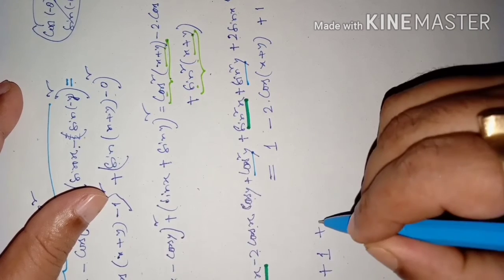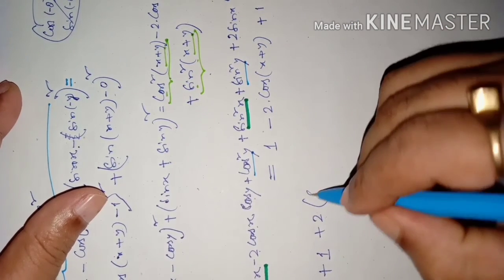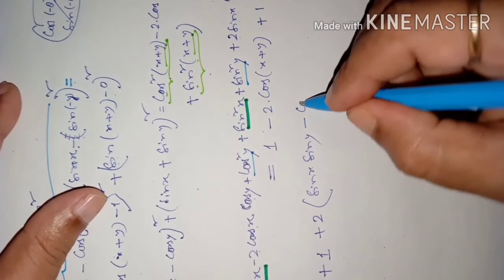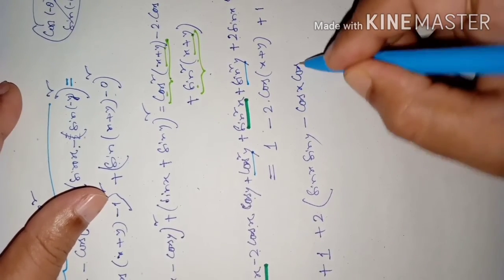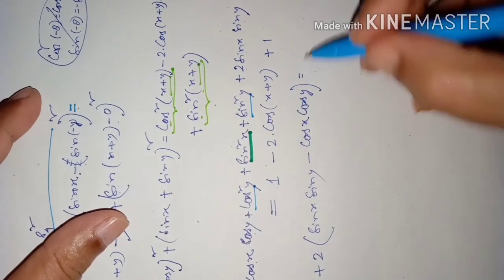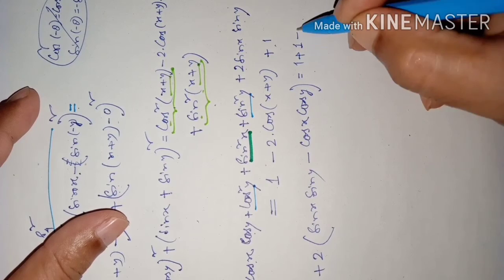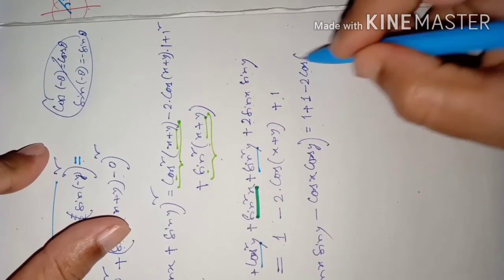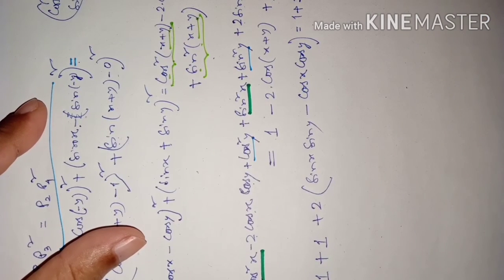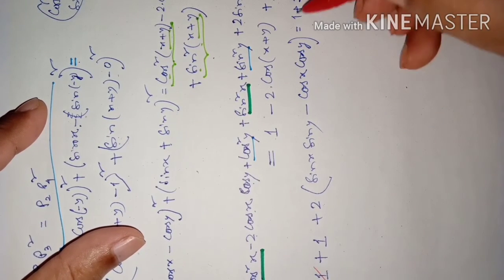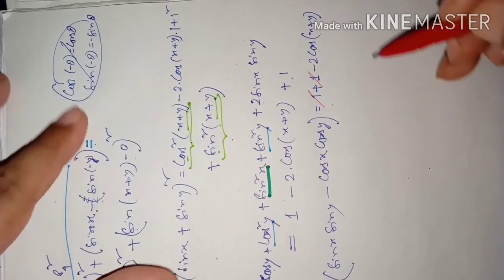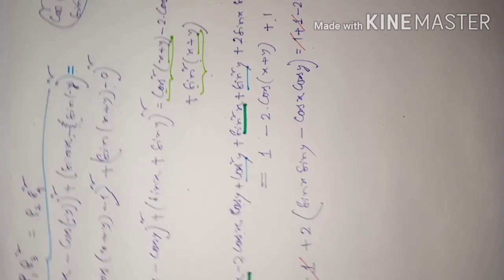So I take that 2 as a common factor, and this positive term I write here, 2 sin x sin y minus cos x cos y. Or you could keep it the same, no problem. Equal to 1 plus this 1 minus 2 cos of x plus y. Okay, dear students. So now from both the sides, what are the terms that we can remove? This 1 with this 1, the left hand side 1 and the right hand side 1. So then we have it like this.